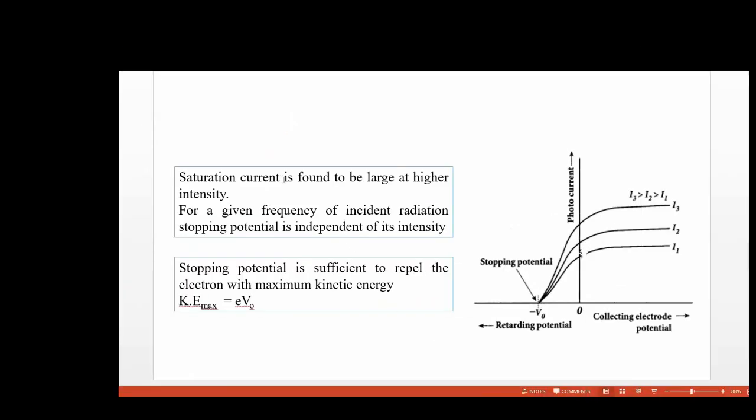So we can conclude the saturation current is found to be large at higher intensity. As intensity increases, the saturation current also increases. And the stopping potential remains constant for different intensities. So for the incident radiation, the stopping potential is independent of its intensity. And we can say the stopping potential is sufficient to repel the electron with maximum kinetic energy. So we can say eV0 is equal to kinetic energy maximum, where V0 is the stopping potential.